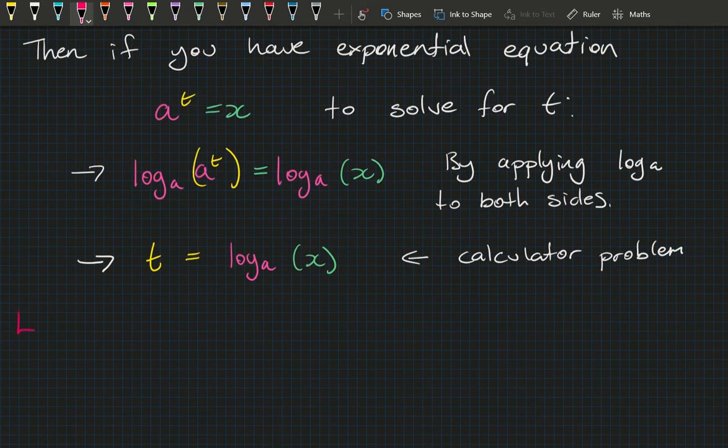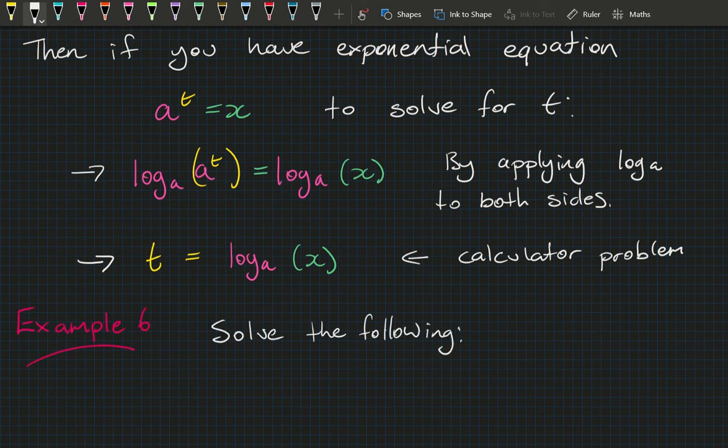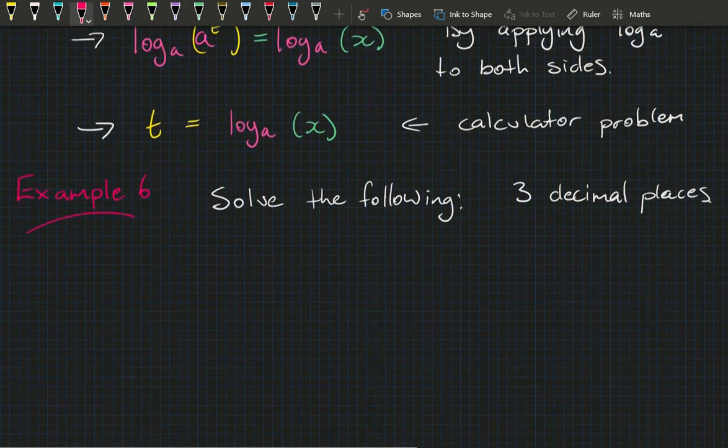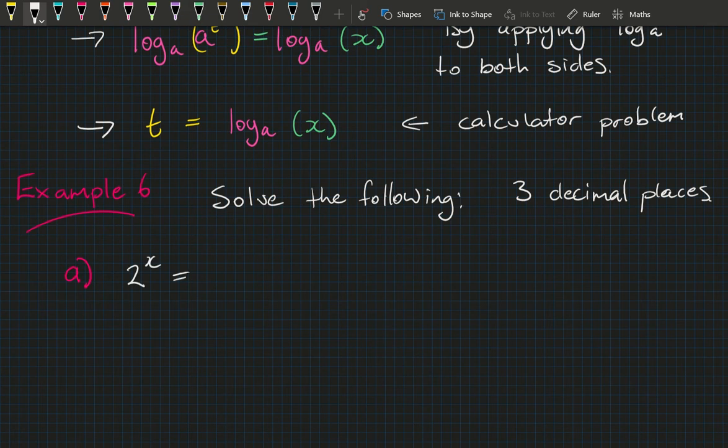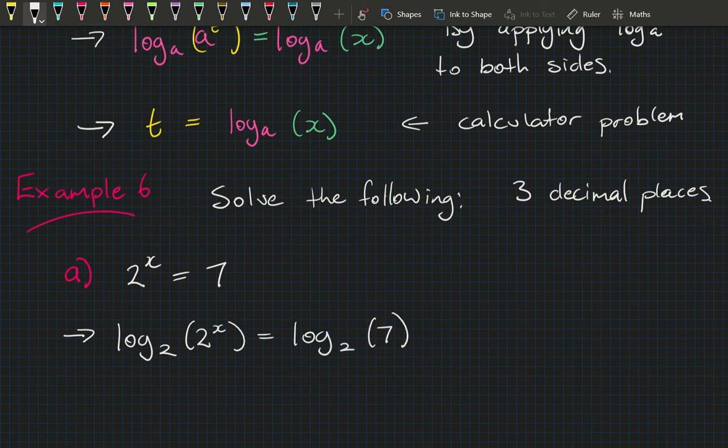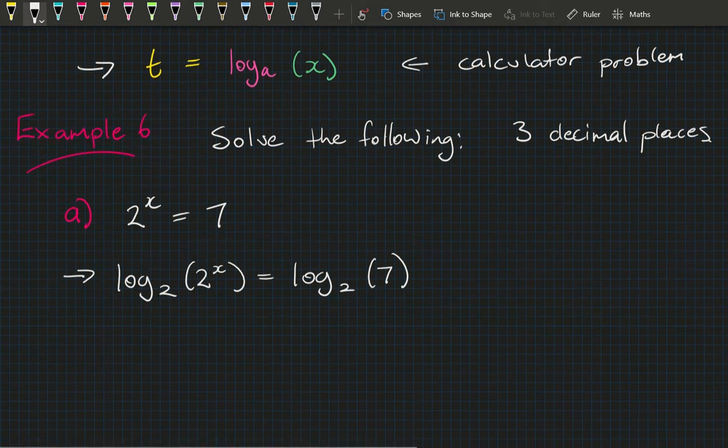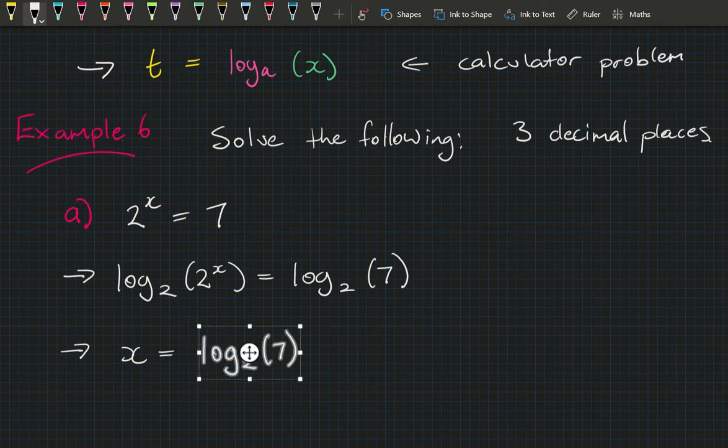So let's put this into practice with example 6, where we're going to solve the following exponential equations to 3 decimal places. The first one is part A, where we've got 2 to the x equals 7. The thing we're focusing on is the base that has the unknown, so we can see that's a 2. So let's take log base 2 of both sides. By definition, log base 2 of 2 to the x is just x. So now we've got x equals log base 2 of 7. And let's check that out in the calculator.